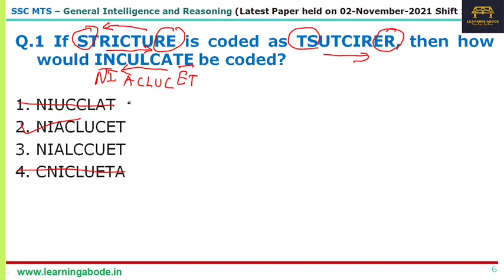So what is the coding procedure that is done here? The first two letters and last two letters are interchanged. The positions are interchanged, and then the remaining 5 letters are taken and written in reverse. Answer option 2 for the first question.